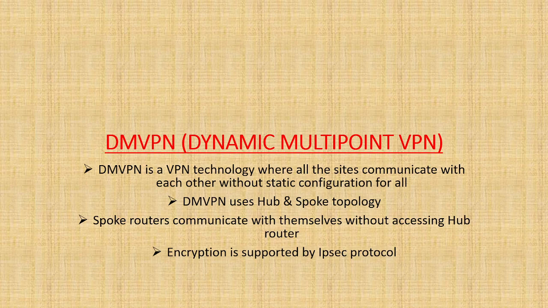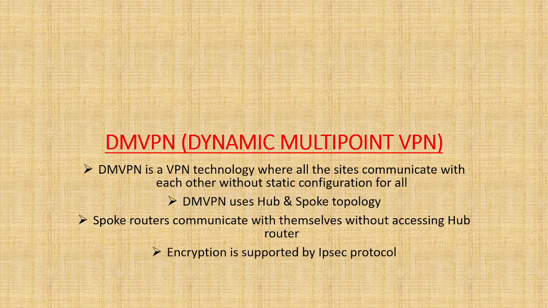Today I'm going to discuss DMVPN, Dynamic Multipoint VPN. DMVPN is a VPN technology where all the sites communicate with each other just like a normal VPN, but we do not need to statically configure all the sites to communicate with each other. It is also known for security, for a very secure connection between sites. But here all the sites need not be manually configured each time, because DMVPN uses hub and spoke topology.